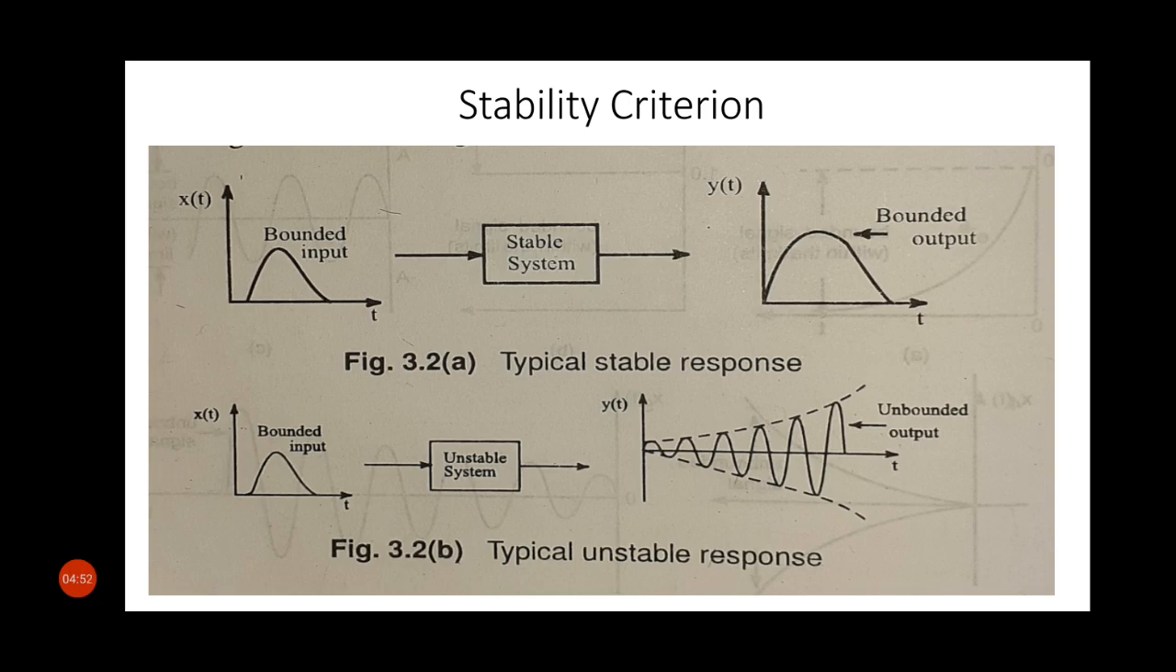Okay, so what is a stable system? If for a bounded input the output is bounded, then this is a stable system. But if for a bounded input the output is unbounded, then the system is an unstable system. So here the first system is stable because we are getting bounded output, but the second figure is an unstable system because here for a bounded input we are getting unbounded output.